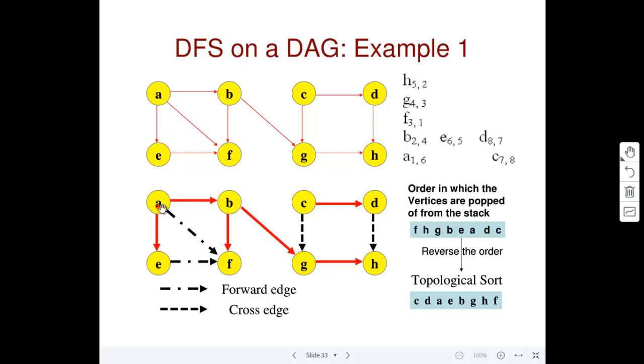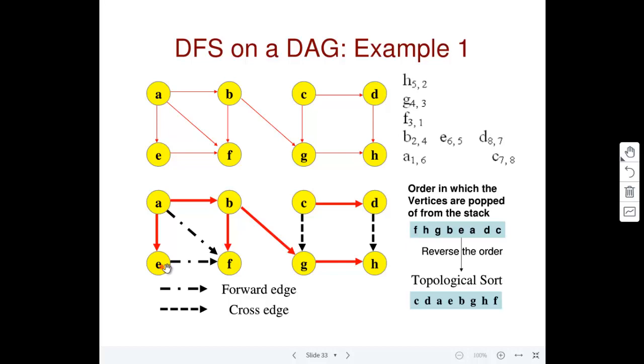Now at A, you have two outgoing edges, one going to E and one going to F. You could visit them in any order, but let us just break the tie by going to the lower ID neighbor E. So we'll visit E. E is now pushed to the stack, so that is now the sixth vertex to be pushed to the stack. And so now the top of stack is E.